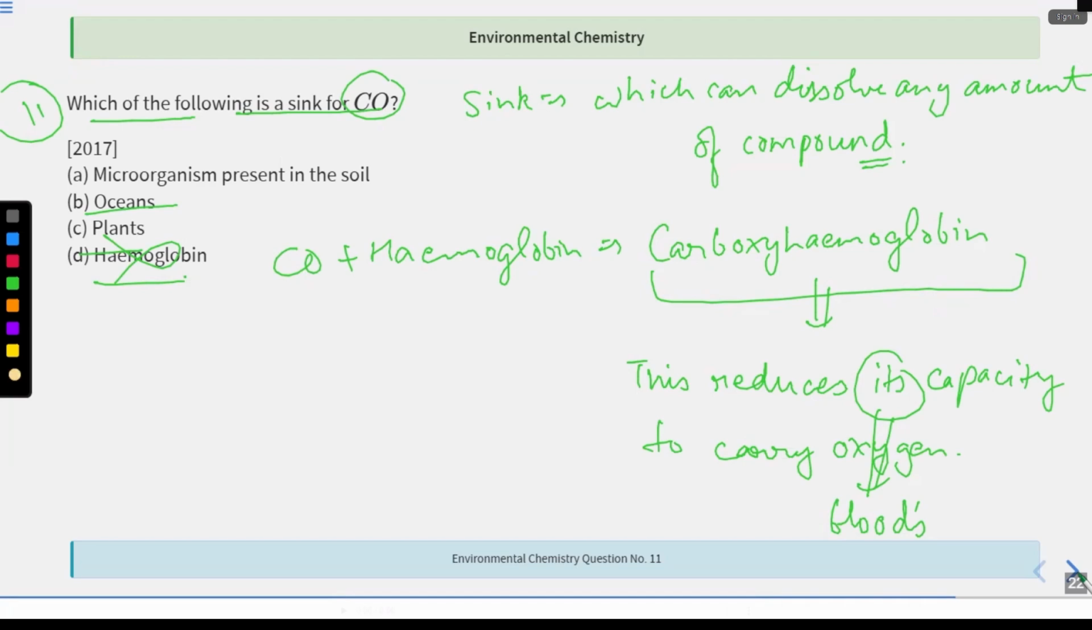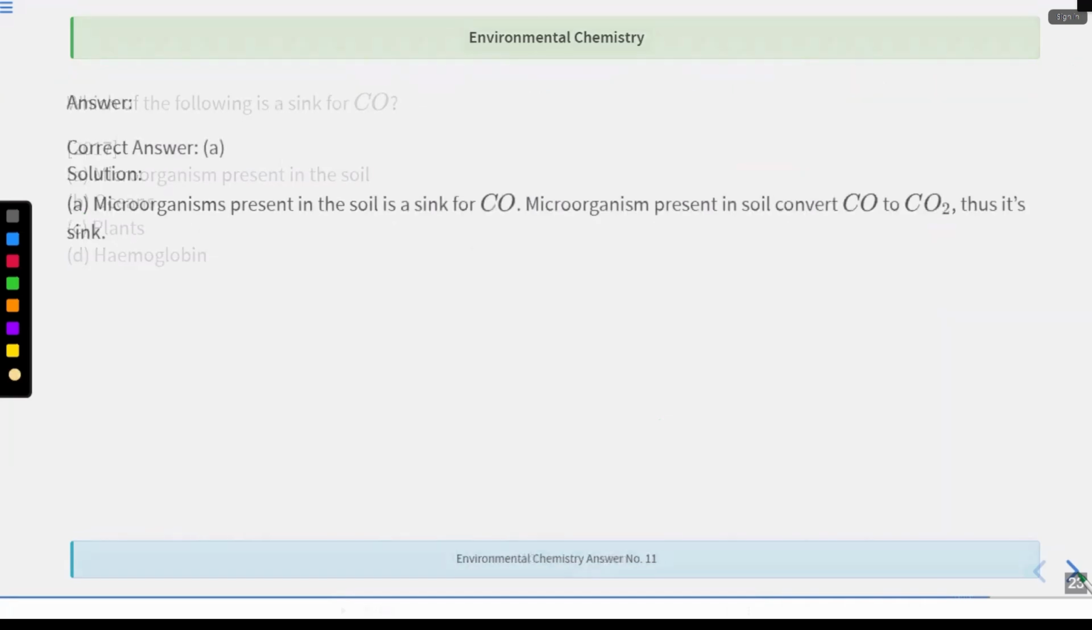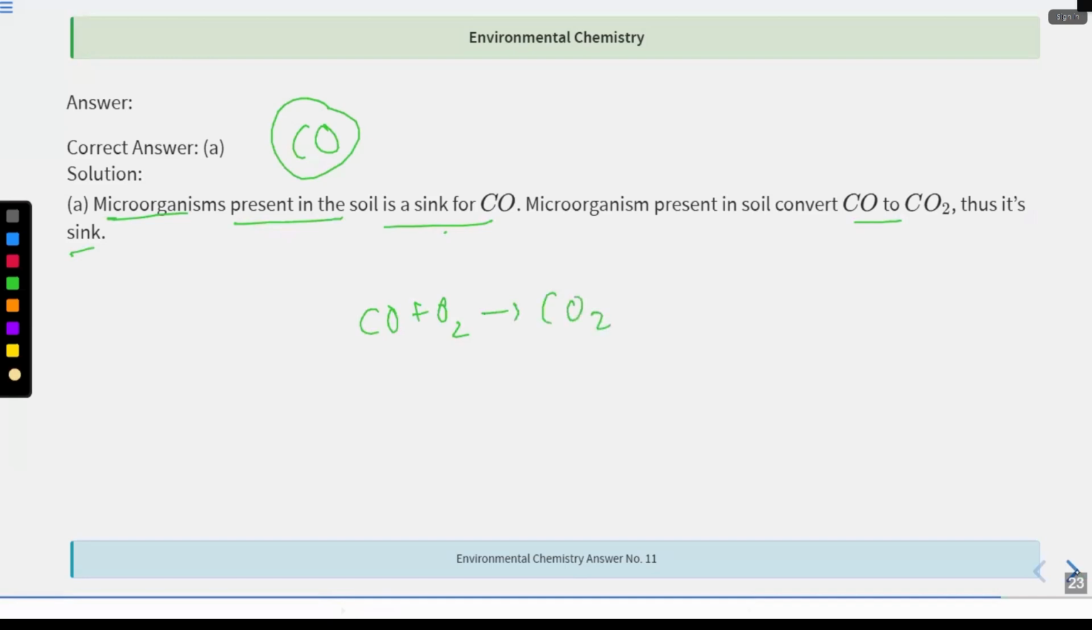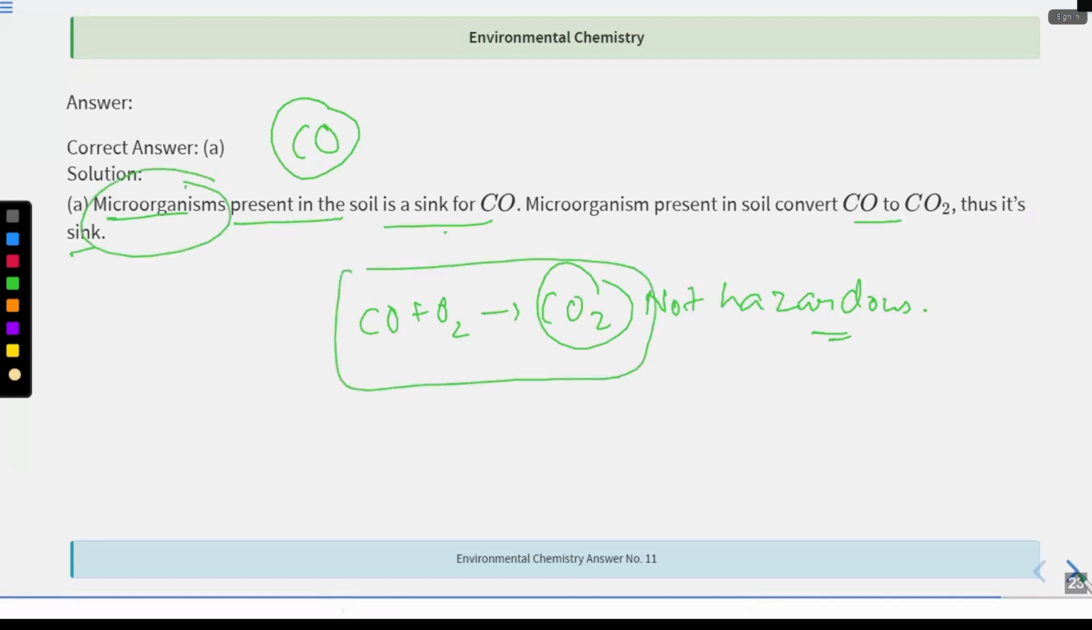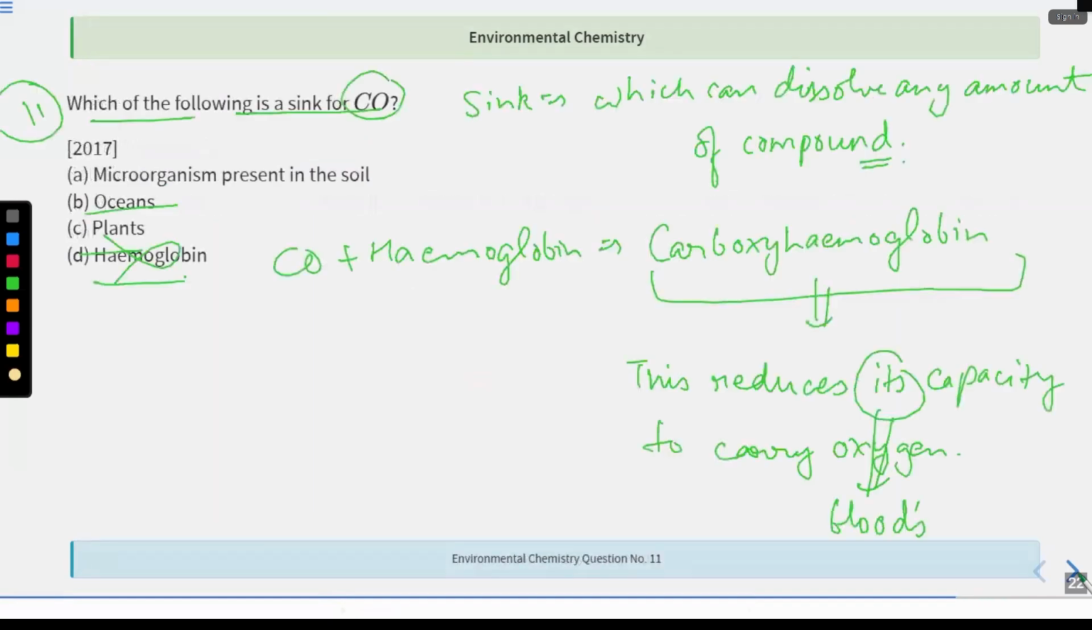We need to find that thing for CO which is safe actually. So option number A is the safest option. Microorganisms present in the soil are a sink for CO. They convert CO to CO2, thus it's a sink. Basically, CO combines with oxygen in microorganisms to form CO2, and CO2 is not hazardous. Well, it is hazardous, but not that much as compared to CO. So microorganisms basically convert CO to CO2 by oxygen. So option number A is the right option, which is microorganisms present in the soil.